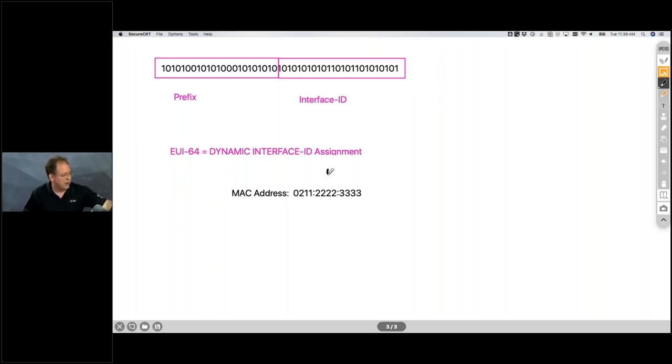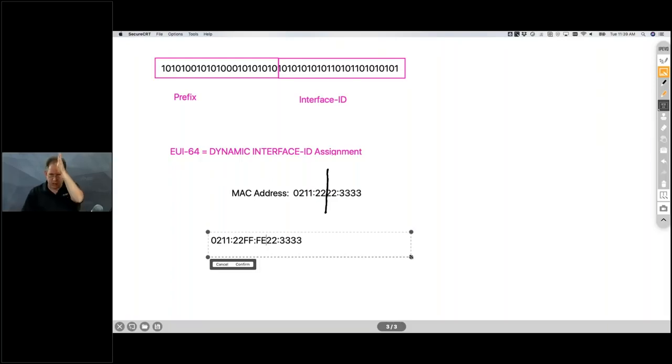We're going to take the MAC address and we're going to cut it right in half. All right, and so that's going to give us a number like this, 0211:22, I'm going to put a space here for a second, 22:3333. And in order to give us a 64-bit number, we're going to put a pattern right in the middle, which is FFFE. So this is what EUI-64 does. It takes your MAC address, cuts it right in half, takes the first half, puts FFFE in the middle, and then the second half, and now you've got, voila, a 64-bit number.